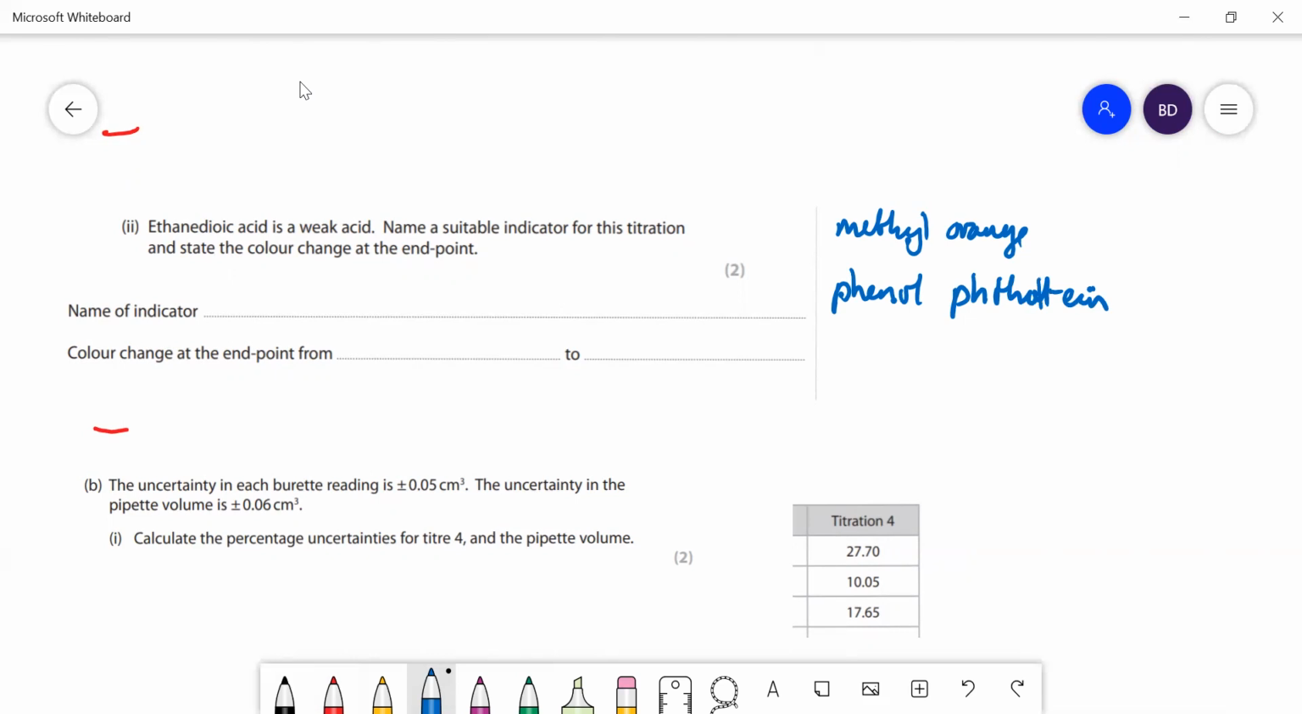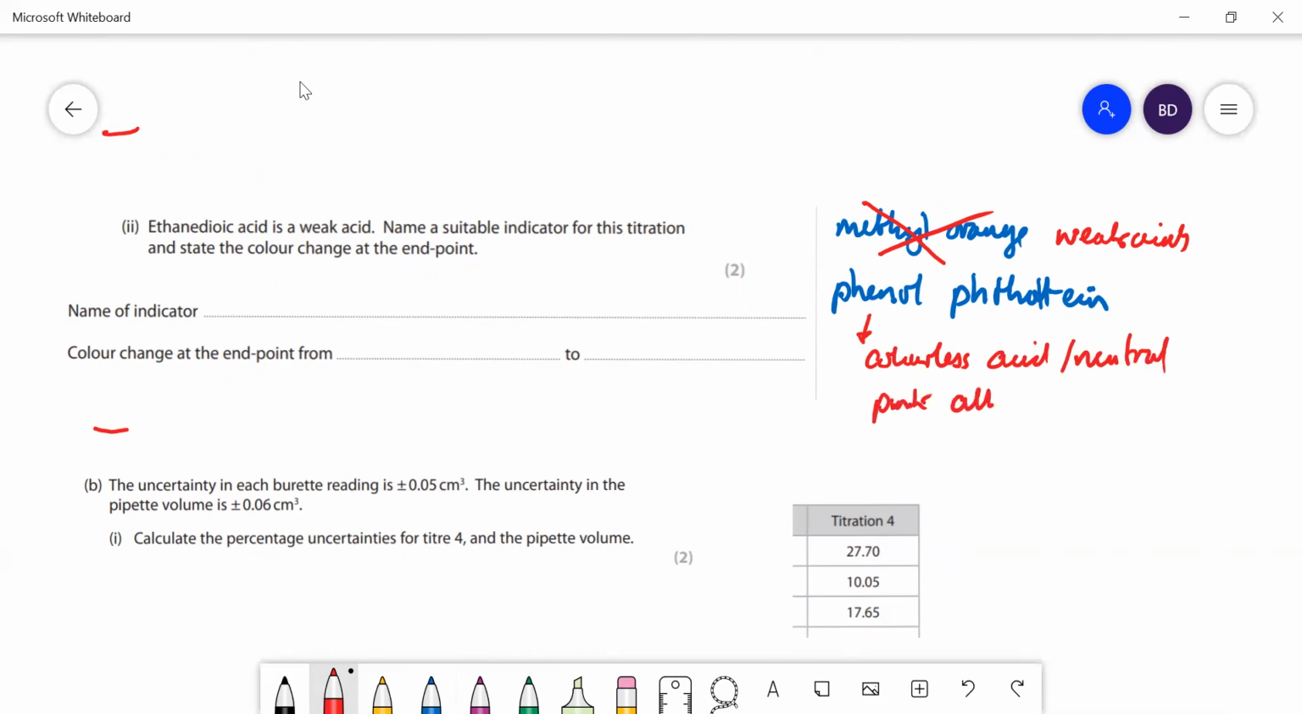Right, now methyl orange can't be used with weak acids, and so you must use phenolphthalein here. Incidentally, phenolphthalein can't be used with weak alkalis. Now, what's the end point? Well, phenolphthalein is colorless in acid or neutral solutions, and it's pink in alkali solutions.